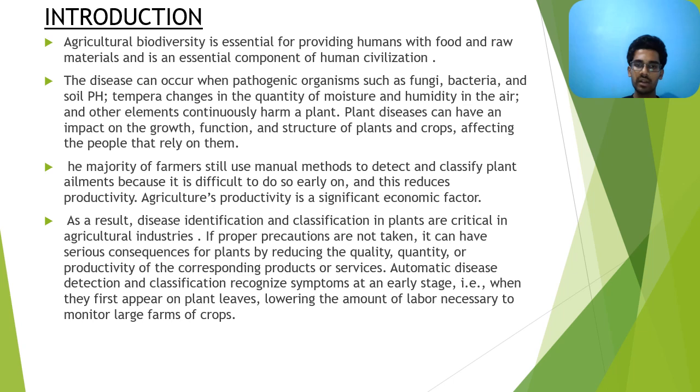The majority of farmers still use a manual method to detect and classify plant disease because it's difficult to do early on, and it reduces productivity. Agriculture productivity is a significant economic factor. As a result, disease identification and classification in plants are critical in the agriculture industries. If proper precautions are not taken, it can have serious consequences for plants by reducing the quantity, quality, or productivity of the corresponding products or services. Automatic disease detection and classification recognizes symptoms at an early stage, when they first appear on plant leaves, lowering the amount of labor necessary to monitor large farms of crops.